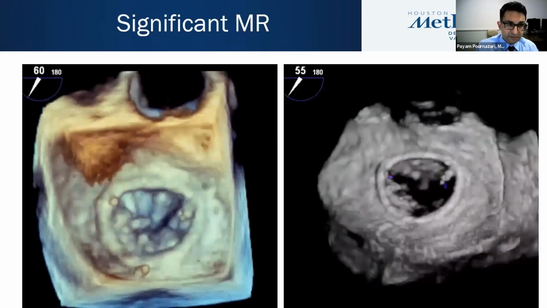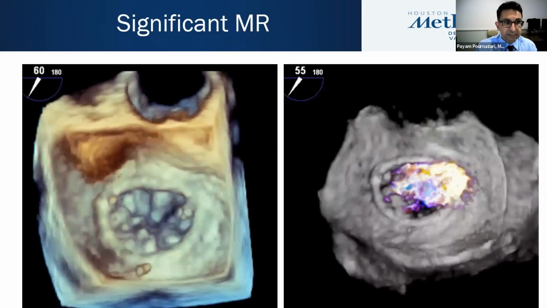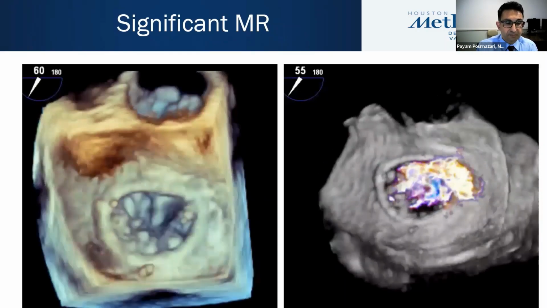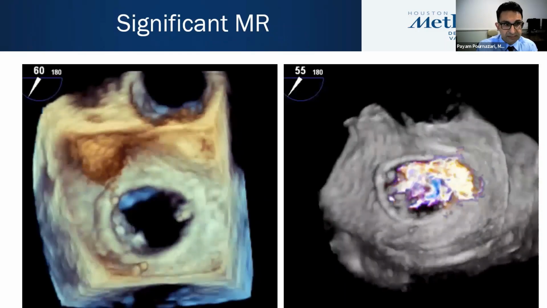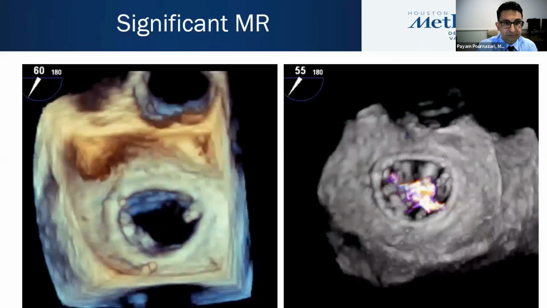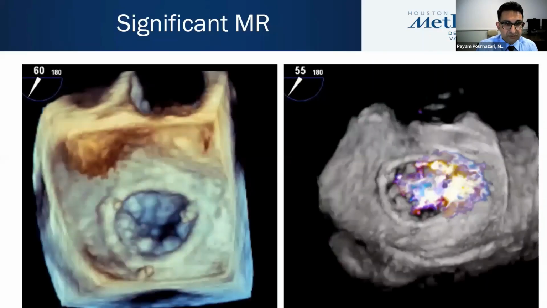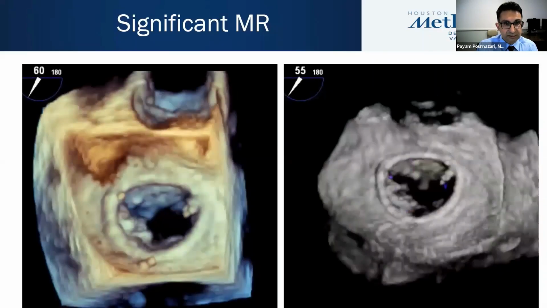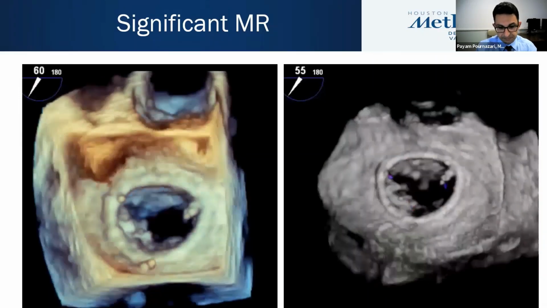And in a 3D view assessment, again, the annuloplasty ring is quite noticeable, and a very eccentric severe mitral regurgitant jet is identified.